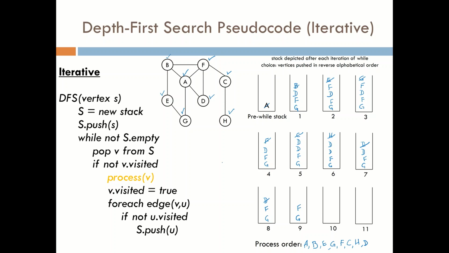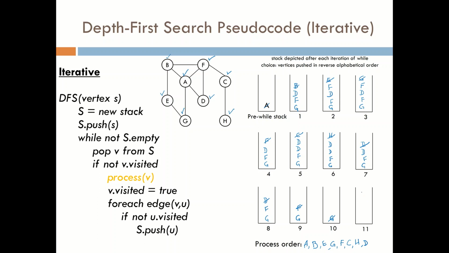Okay, so we will pop D off, and we'll end up with just G and F. And we just popped D off, but D has already been visited, so we don't enter this if statement, and we immediately go back to the top of the loop. We pop F off, and that gives us just G remaining in the stack. But F has been visited, so we do not enter this if statement. So we go back to the top, and the stack is still not empty. We pop the last element of the stack off.